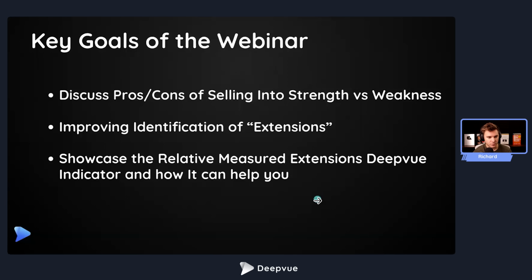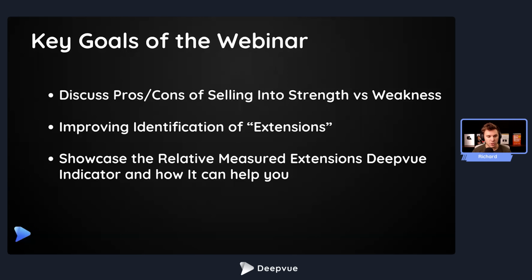All right. So here are the key goals of the webinar that I pretty much just went over. First, discuss the pros and cons of selling into strength versus weakness. There are benefits and negatives to both, especially depending on your personal strategy, whether you're a swing trader or more of a longer term position trader. We'll discuss improving identification of extensions. As we mentioned, it's so important because we can lose a lot of profits in one day if we are extended, and it's important to know if that is the case and take appropriate actions.